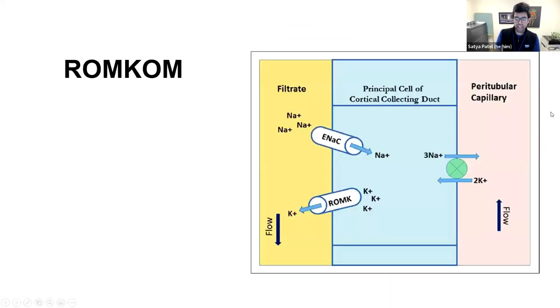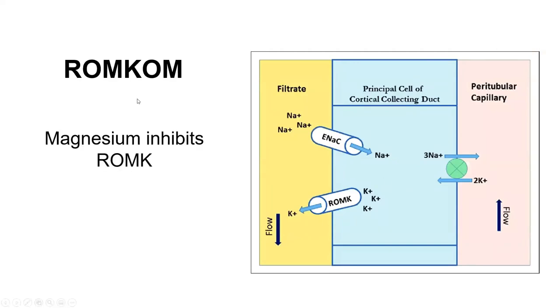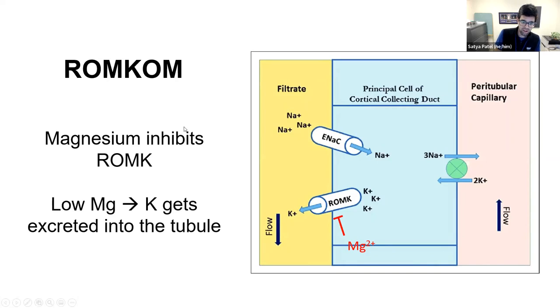Now let's talk about another channel, which is the ROMK channel. It's similar to that potassium leak channel, but it's distal. And what's really interesting about this is potassium just kind of leaking out. Magnesium inhibits this channel, which means that if you have enough magnesium circulating, potassium does not come out. But if your magnesium is low, potassium starts leaking out.